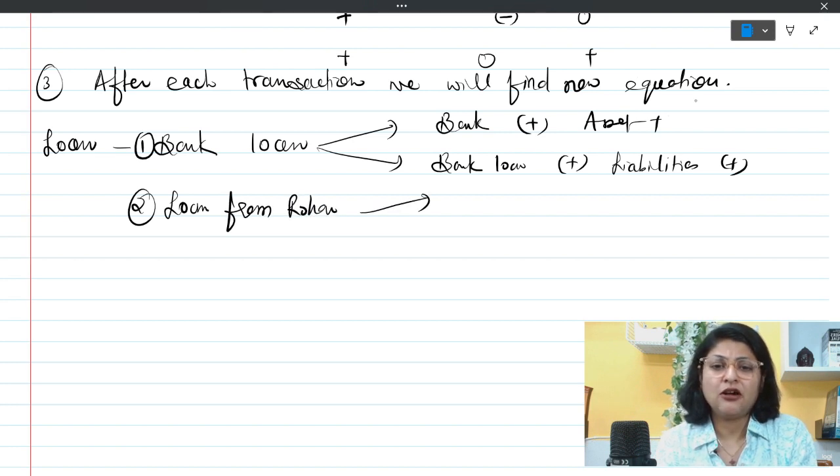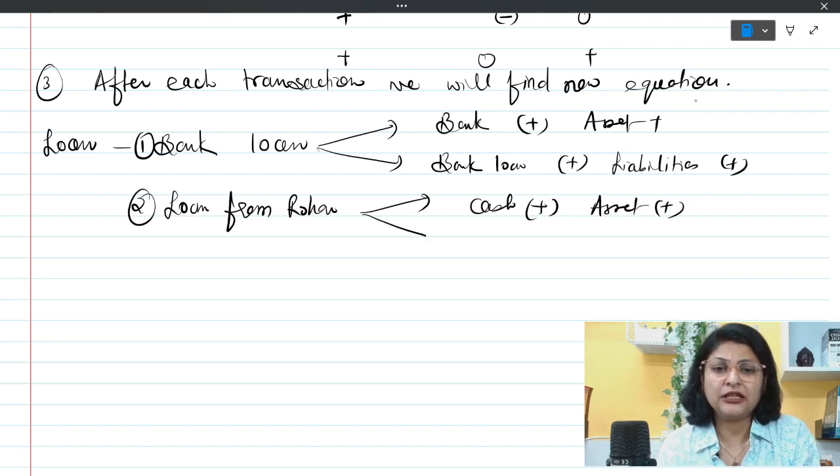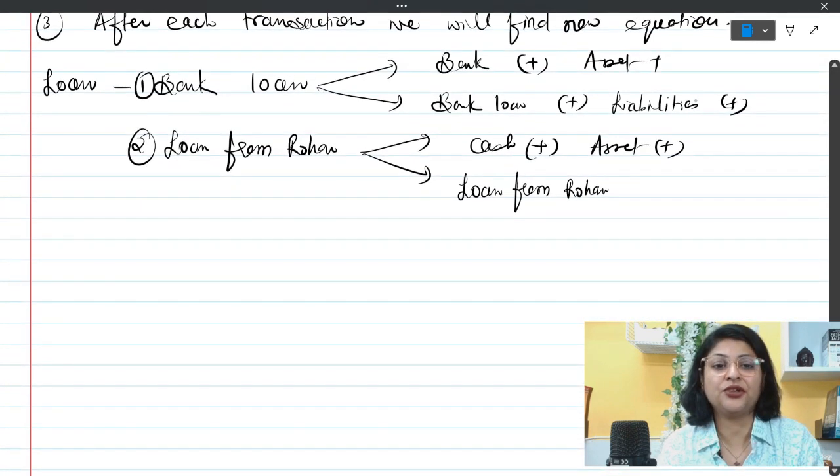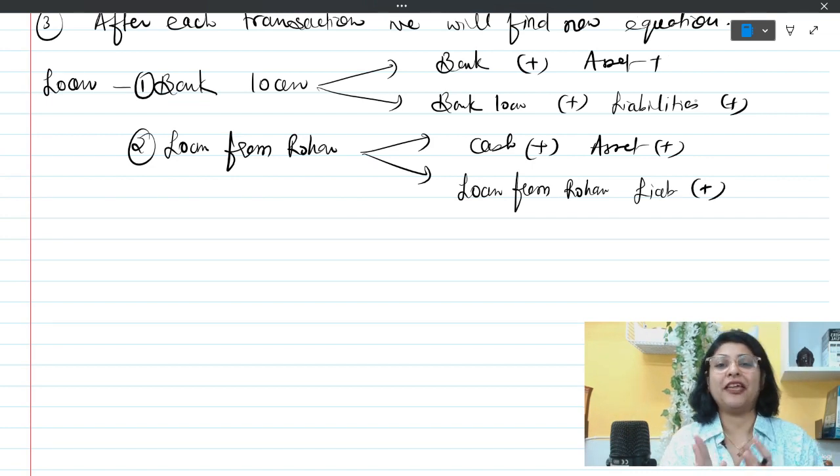So here obviously cash is going to increase, cash or bank, however the loan is being given, cash is going to increase, or we can say asset is going to increase. And on the other hand, there is loan from Rohan, which is again a liability, is going to increase. So this liability will be increased. Understood? So whenever there is a transaction relating to loan, it will have two impacts. On the one hand, the asset is going to increase, either cash or bank balance. On the other hand, the liability is going to increase.